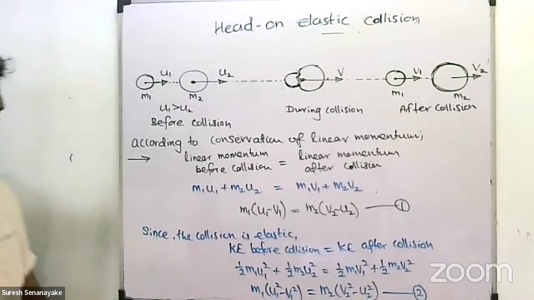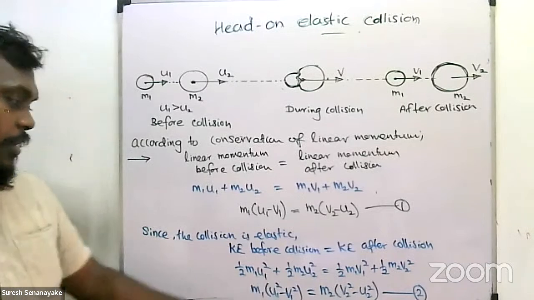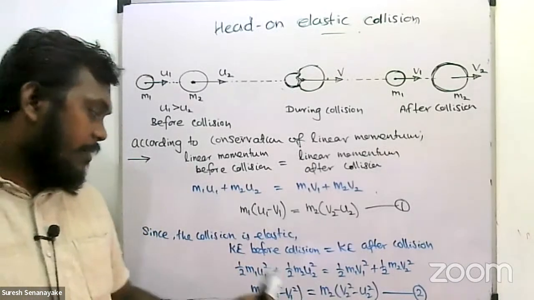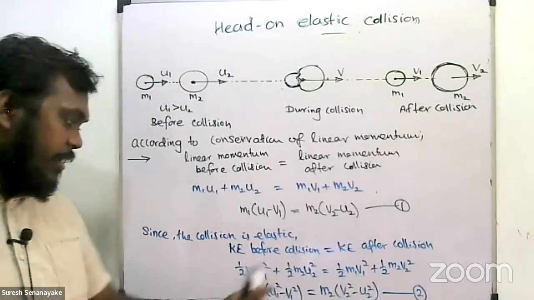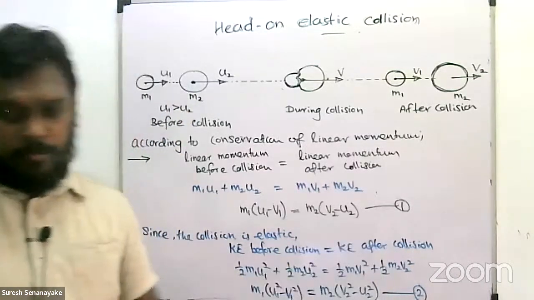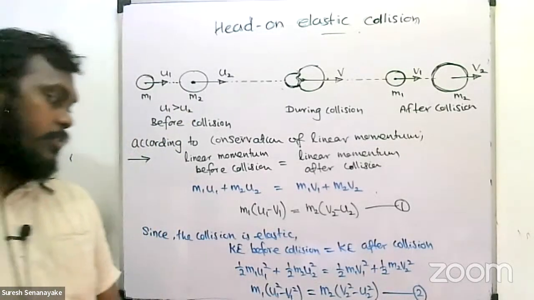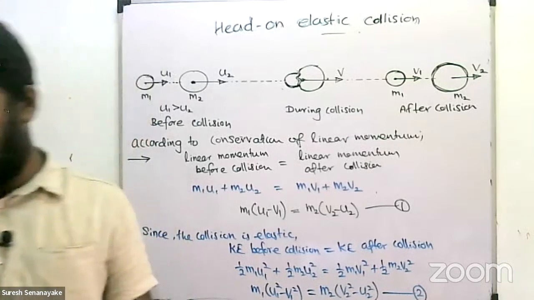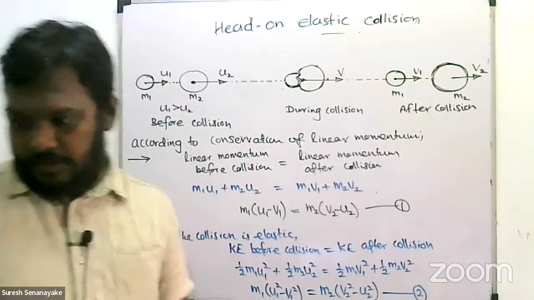Right, this is m1, the half will cancel off, this m1 v1 takes to this side, and m2 u2 takes to the other side, and m1 and m2 are taken out. This is how you can get the second equation, right?